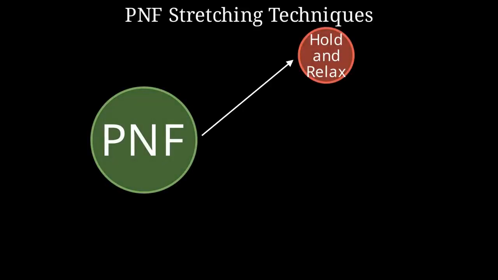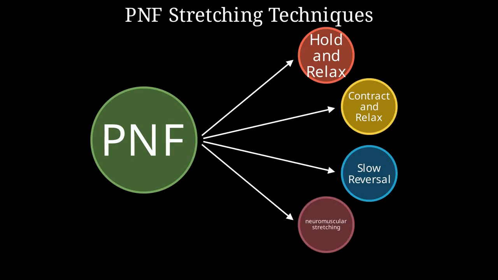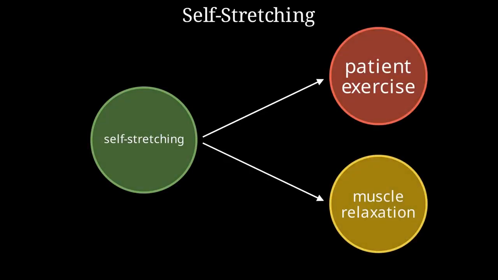PNF, proprioceptive neuromuscular facilitation, uses neuromuscular activities to stretch muscles. Main techniques include hold and relax, contract and relax, and slow reversal, each involving specific muscle contractions and relaxations. Self-stretching is performed by the patient, often following a therapist's guidance. It helps improve neuromuscular facilitation and muscle relaxation using similar procedures as passive stretching.